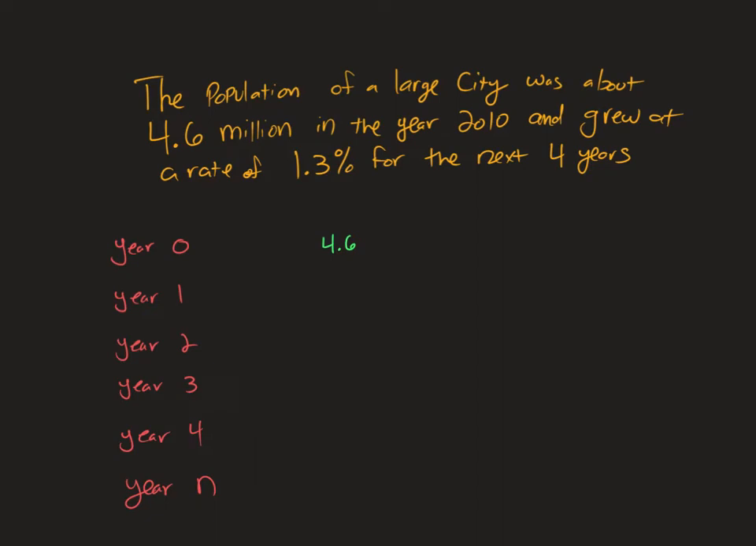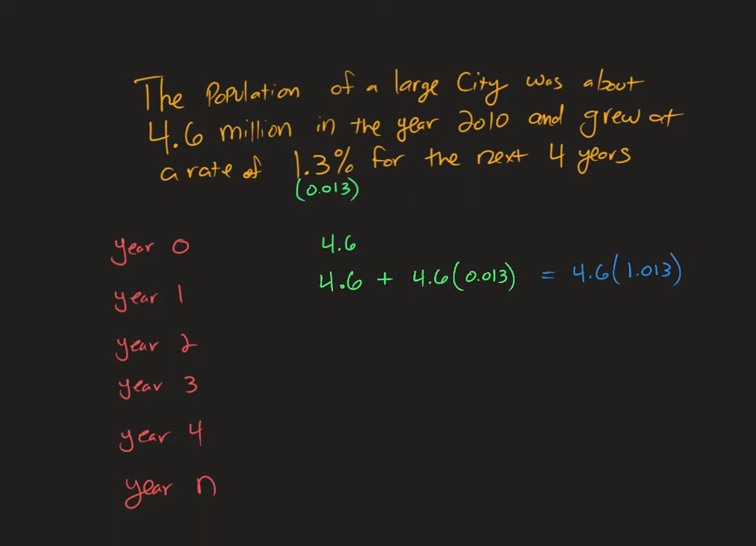And then on year 1, not only are you going to have the 4.6 million people, but you're also going to add 1.3% of 4.6. So we're going to take 4.6 and multiply it. The decimal version of this is 0.013. We're going to multiply the population by 0.013, which is really, if we wanted to rewrite it in a kinder way, 4.6 times 1.013. And we'll talk a little bit about what that is in just a moment.